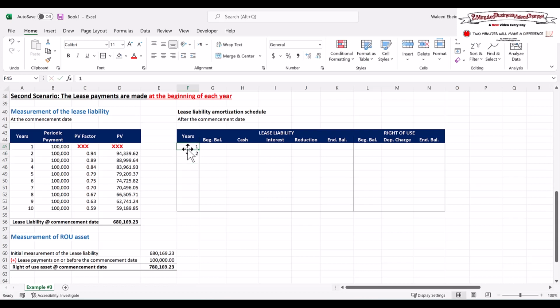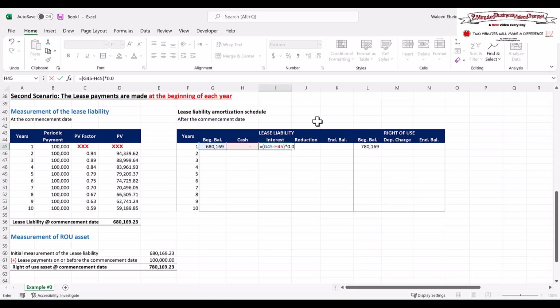Now let us redo the calculations in the lease amortization schedule. Start with the beginning balance for the lease liability and the right-of-use. The first lease payment is not included, as it was already paid on the commencement date and not after. The interest charge is calculated by multiplying 6% by the carrying amount of the lease liability that was outstanding for the whole year, and this is the difference between the beginning balance of the lease liability less the lease payment made at the beginning of the year, which is 0 for year 1. Multiply it by 6% to get the interest charge for year 1.